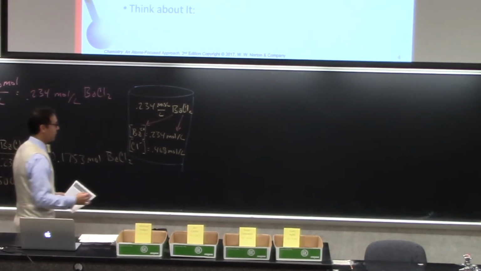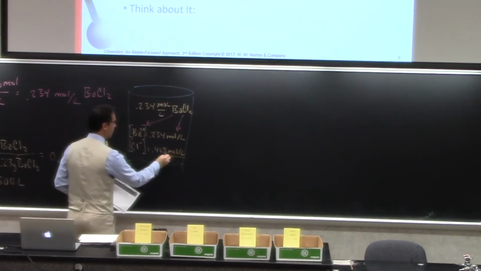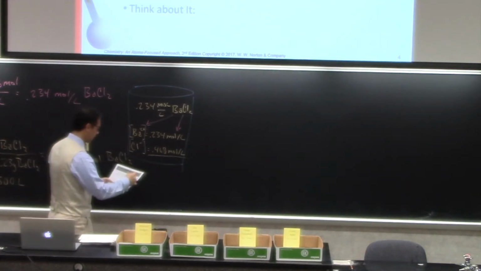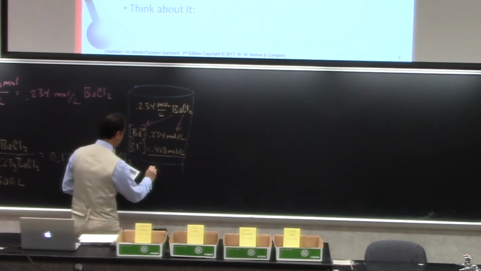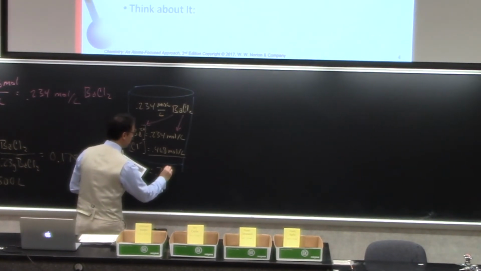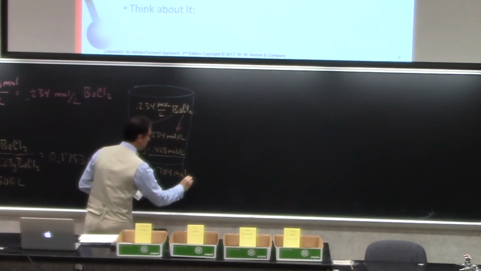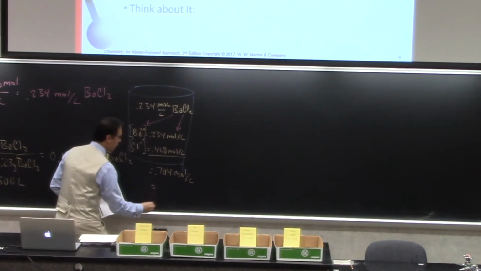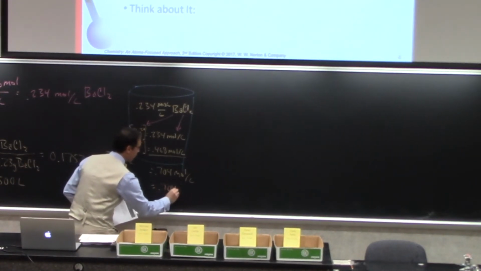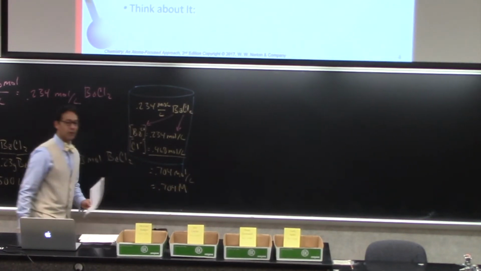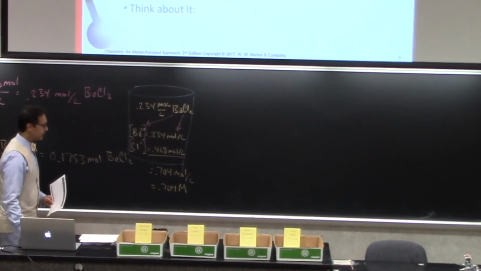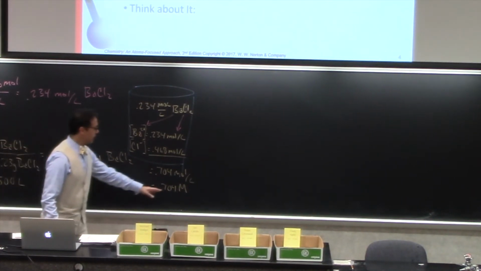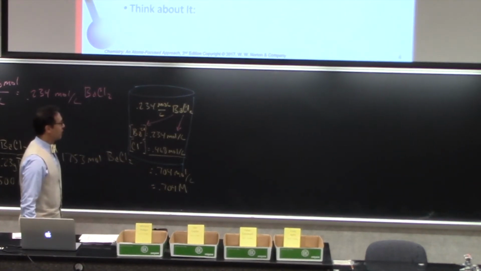And then, if you were asked, what's the concentration of all of the ions? The concentration of all of the ions would be these added together, and so that would be equal to 0.704 moles per liter. Now I'm writing moles per liter. People will also write this as 0.704 big capital M molar. It's the same thing. It's just putting the units in there. So the concentration of all of the ions is this. The concentration of the barium chloride is that.